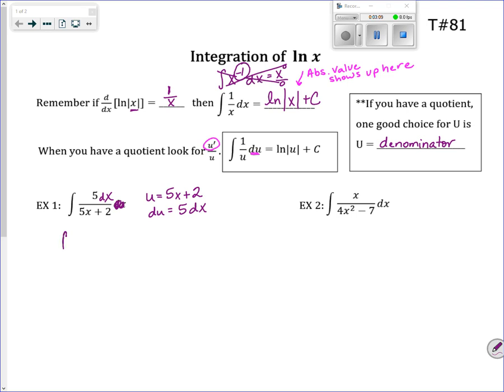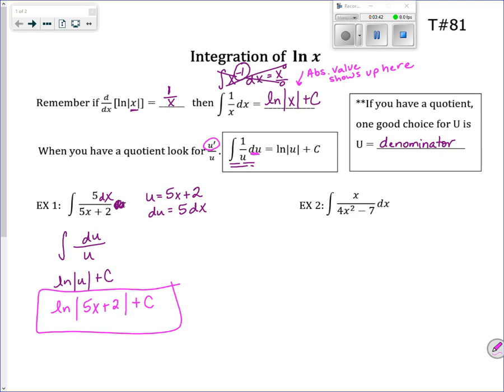So what do you really have? You have, well, 5x plus 2 is u. 5 dx is du. So again, that's the same thing as how I just wrote it in a different way there. 1 over u du, or du over u. How does that integrate? ln absolute value of u plus c, and then I substitute back in. So my answer is this right here, plus c, and I'm done. So if I let u be the entire denominator, it becomes a very simple problem.